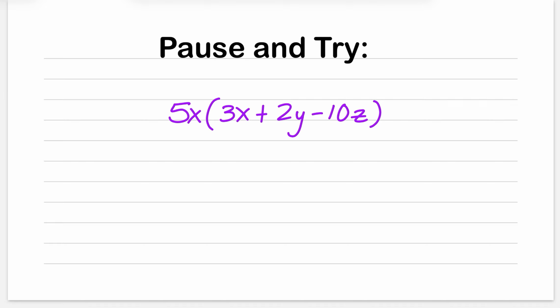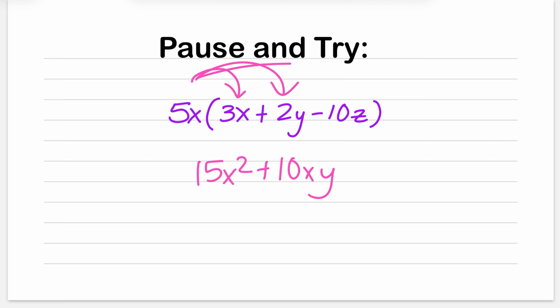Okay, I'm going to use the arrow method. 5x times 3x gives me 15x squared. 5x times 2y gives me 10xy. And 5x times negative 10z gives me negative 50xz.